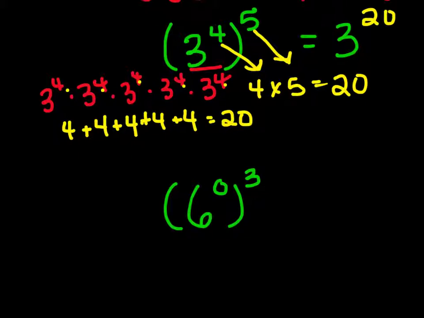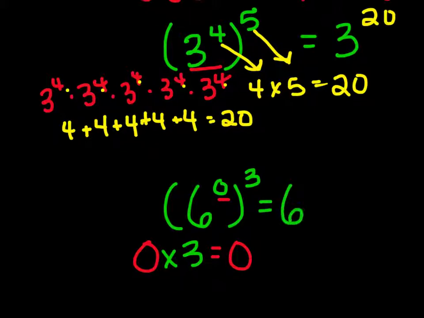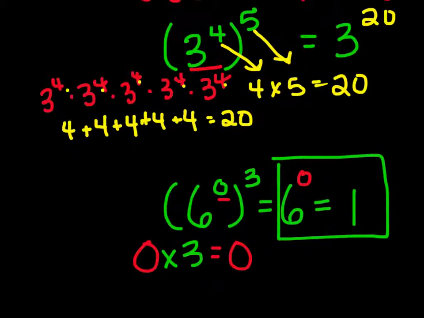This next problem, let's look at 6 to the 0 power raised to the 3rd power. So we have 6 to the 0 power raised to the 3rd power, so let's do 0 times 3. That equals 0. So this can be rewritten as 6 to the 0 power, and what we know about 0 powers is that it is going to equal 1. So either of these can be the final answer. I suppose this is simplest form, and this is it evaluated.